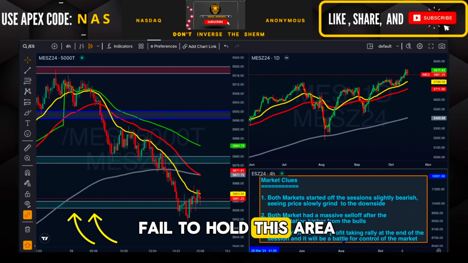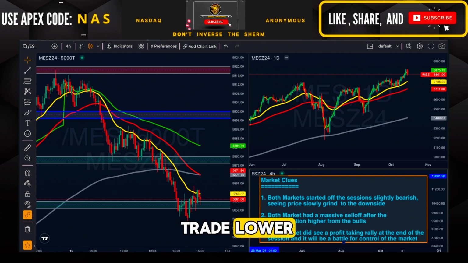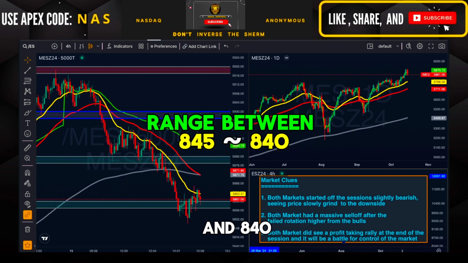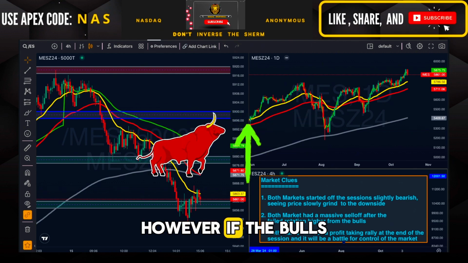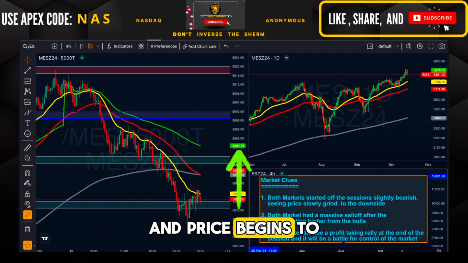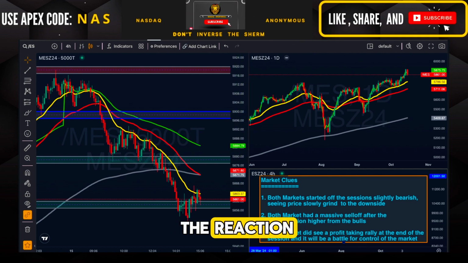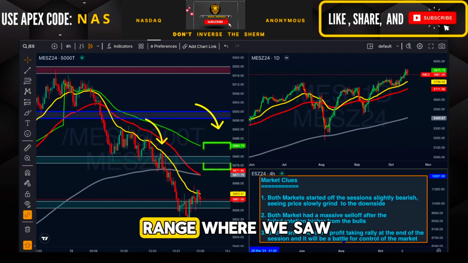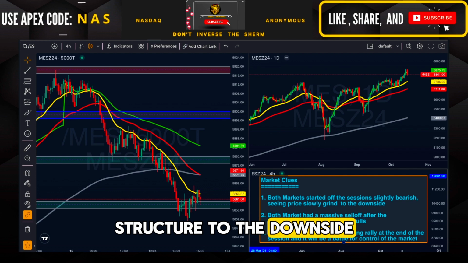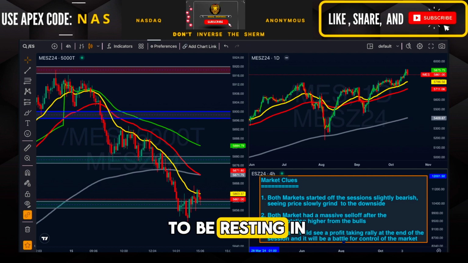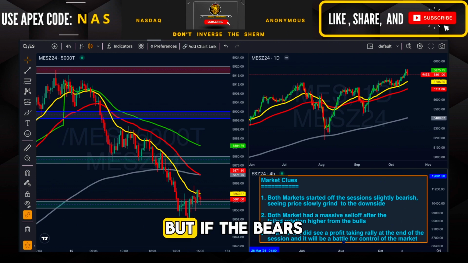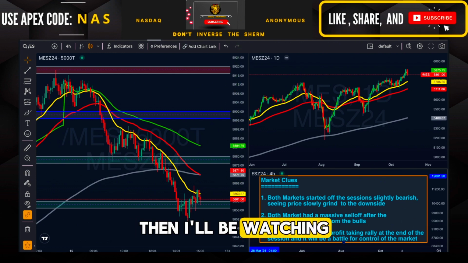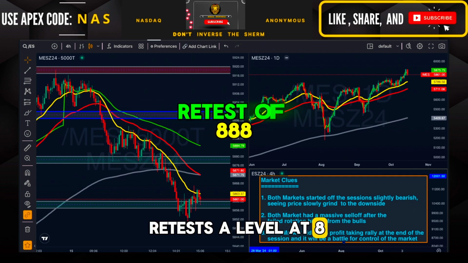But if the bulls fail to hold this area and price continues to trade lower, then I'll be watching the reaction when price trades within a range between 845 and 840. However, if the bulls can regain control overnight and price begins to trade higher, then I'll be watching the reaction when price trades within a range between 875 and 880, because this is the range where we saw price break structure to the downside, and I do expect passive sell orders to be resting in this area to sell the retest. But if the bears fail to hold this area and price continues to trade higher, then I'll be watching the reaction when price retests a level at 888.